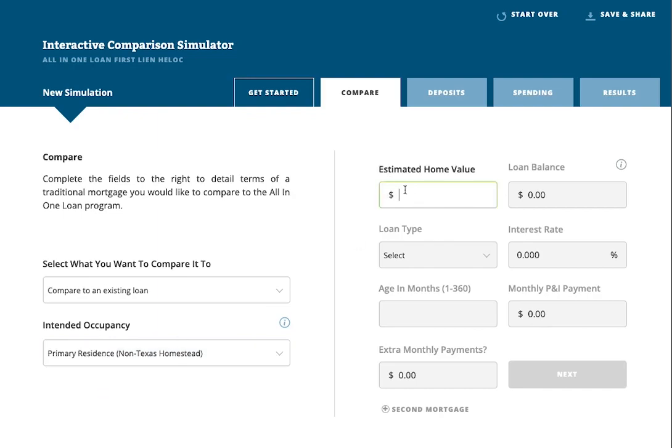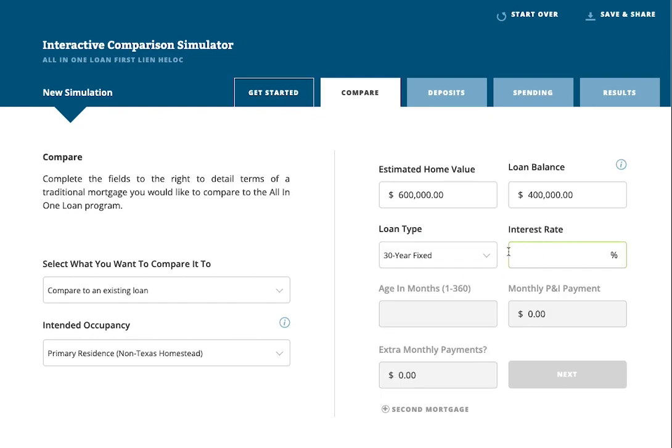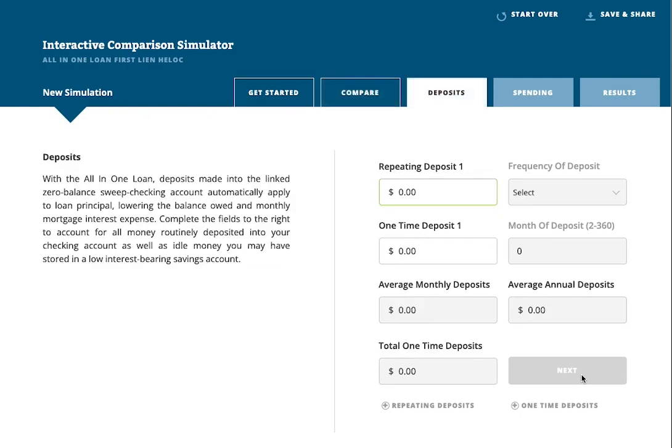All right, estimated home value. Let's call that $600,000, and we still owe $400,000 on it. So we've only got $200,000 in equity. And we're in a 30-year fixed right now, and that's at, let's say, a 4.5% interest rate. Let's say we're a year into that loan, it's going to automatically populate the P&I payment according to that balance at that interest rate. If you had a second lien or a HELOC, you could put it in there. If you're making extra monthly payments, put it in there and go to next.